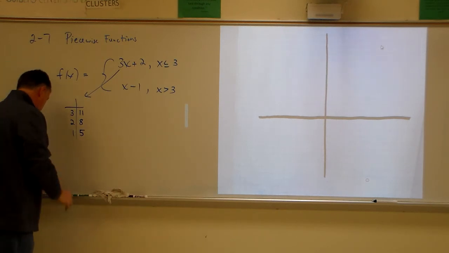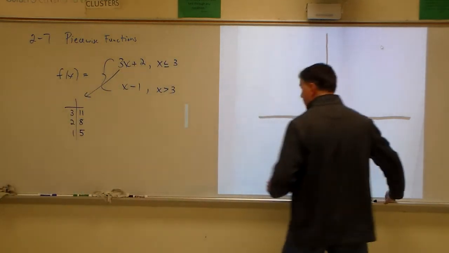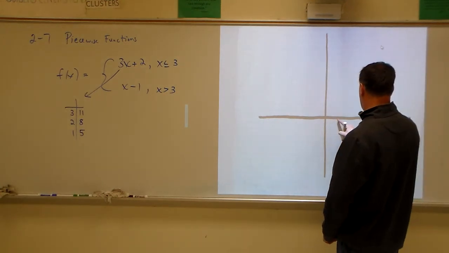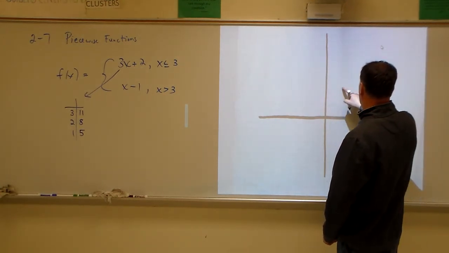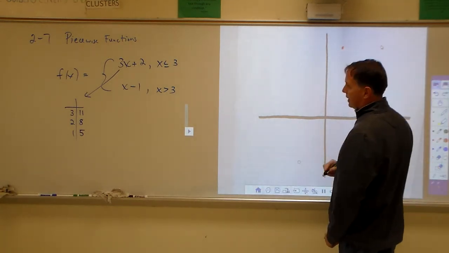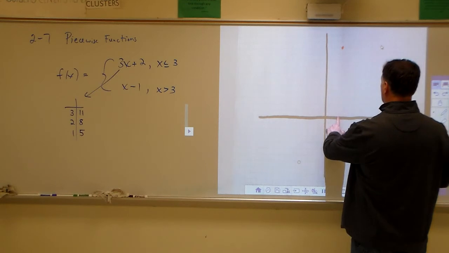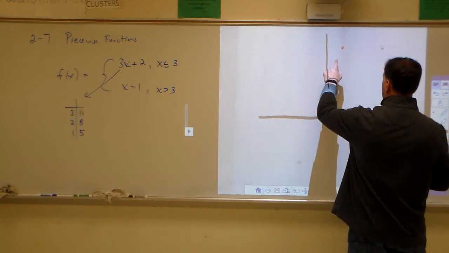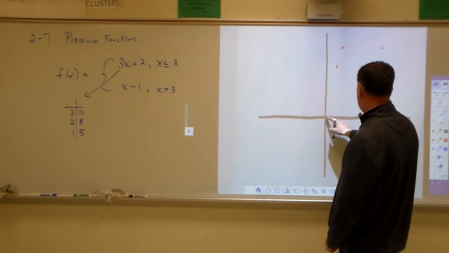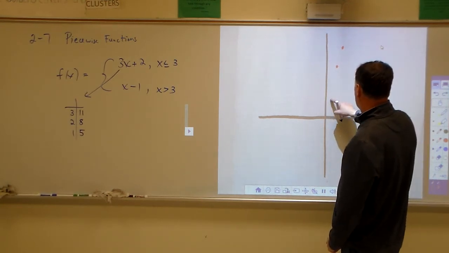So we go and graph it. 3, 11. 1, 2, 3, and up 5, 6, 7, 8, 9, 10, 11. 3, 11. And then 2, 8. And then 1, 5. Over 1, up 5. 1, 2, 3, 4, 5.